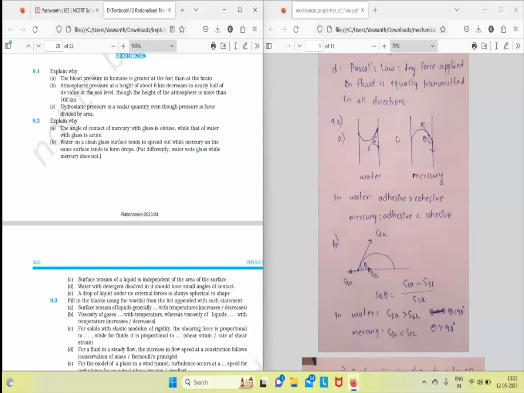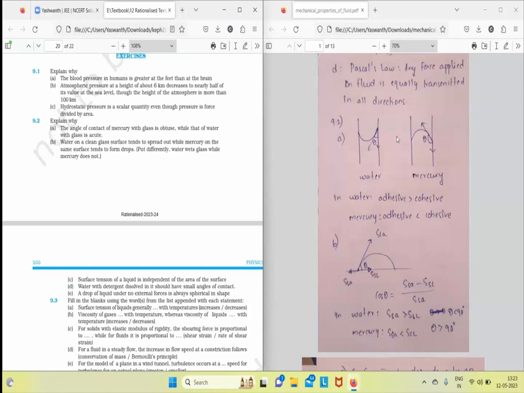So that's the reason why the angle will be acute. Coming to mercury, the cohesive forces in mercury will be very large. It means that within mercury, molecules have a greater interaction force between them. So that's the reason why in mercury we find the angle of contact will be obtuse.